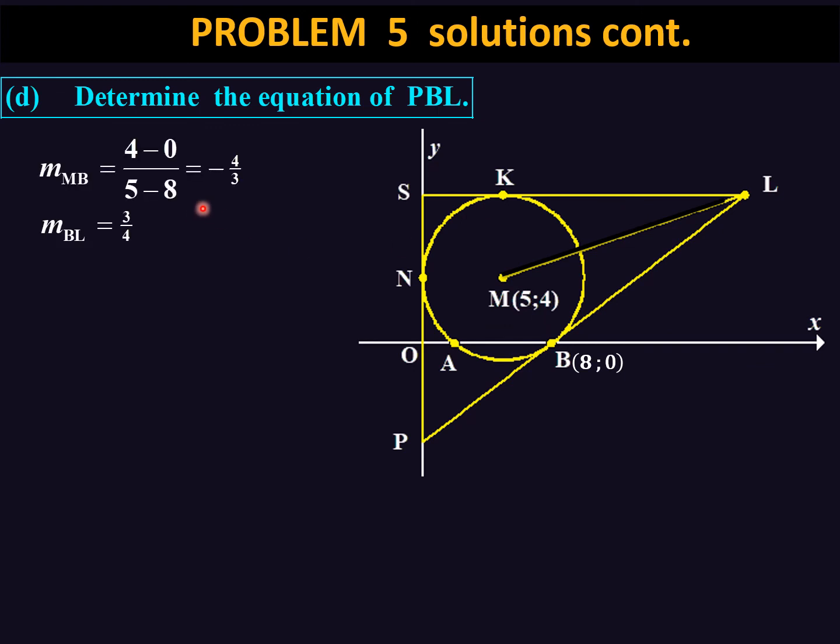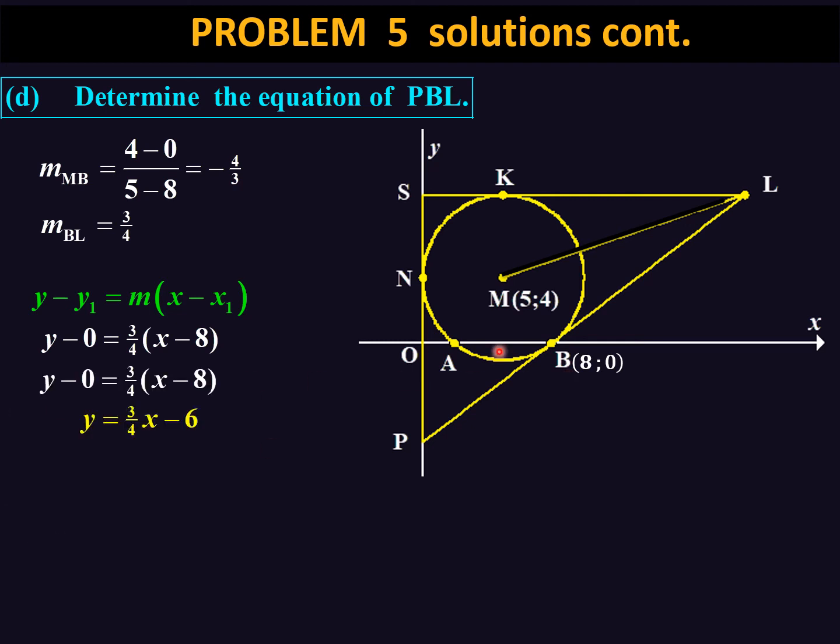Gradient of the radius is negative 4 over 3, which is the gradient of MB. And the gradient of BL is going to be the negative reciprocal of that. So that's negative, this becomes positive, and the reciprocal of that is 3 over 4. There's the equation. Let's substitute. I have to substitute point B, which is 8 and 0. And if we simplify that, the equation of PBL is y equal to 3/4 x minus 6.